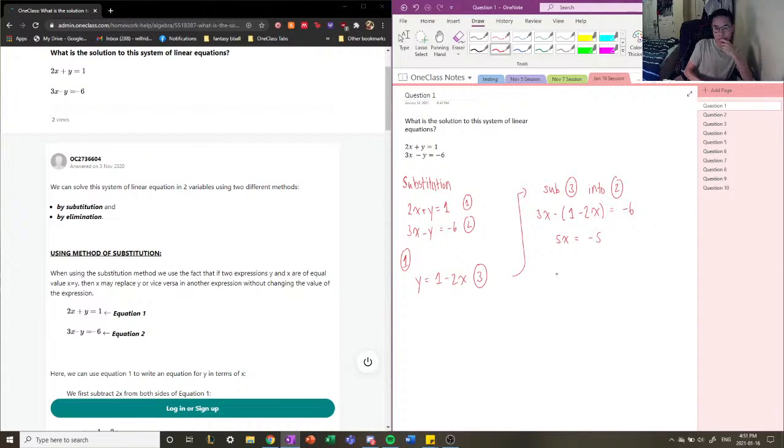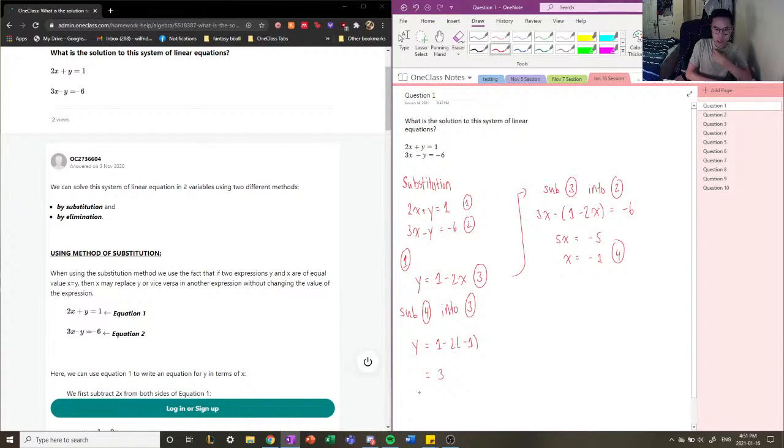Okay? And now that we have isolated for x, we can just divide both sides by 5 and we get x equals negative 1. So now we have found the x value for the solution for our system of linear equations. Now all we need to do is sub this back into equation 3, for example, and we'll get our y value. So we sub it back into 3, we get 1 minus 2 times negative 1, and we get 1 plus 2, which is 3. Okay?